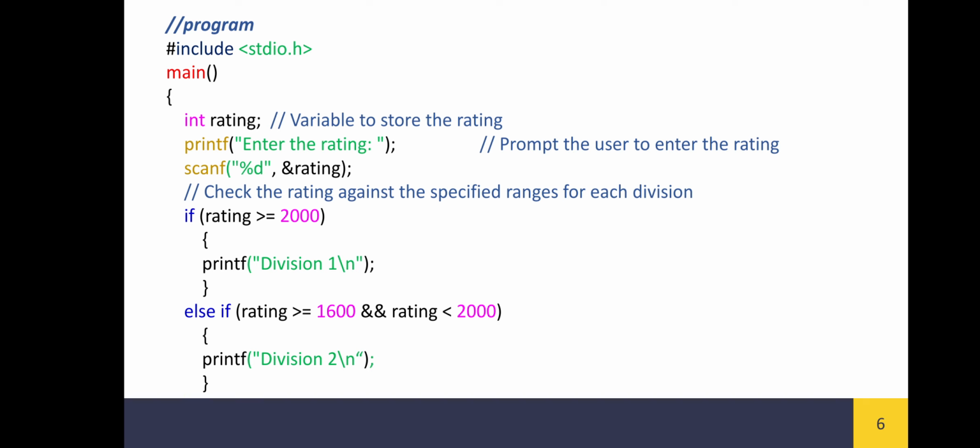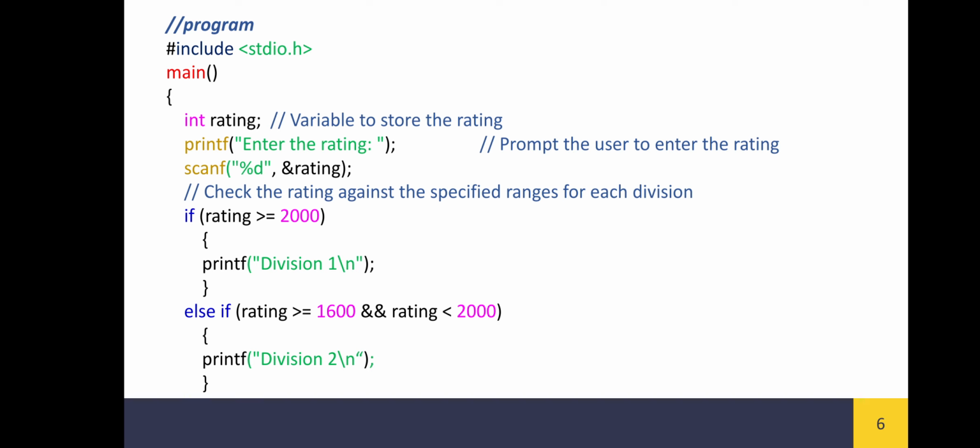So else if he lies between 1600 and 2000, we use rating greater than or equal to 1600 and we use the logical and, because it checks the condition and returns true or false. If it is true, then it prints division 2. If it is false, it goes to the next line of code. If everything is false, then it gives the next line of code, that is, he belongs to division 3, because there is no other option. By closing the brackets, this completes our code.